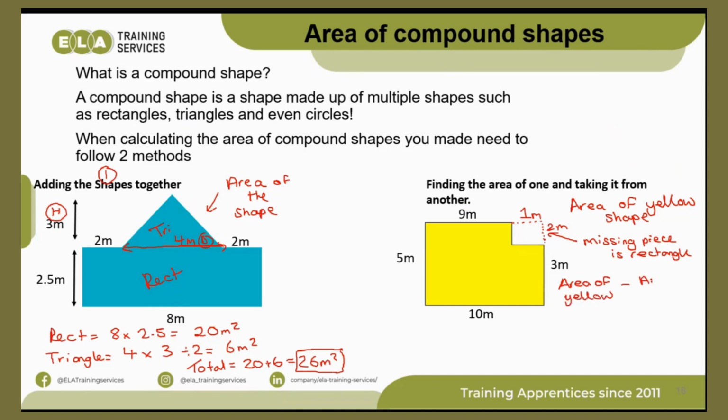And then what we're going to do is the area of the yellow, take away the area of the missing piece, because we actually don't need that missing piece, we only need this bit. But if we calculate just the yellow bit, you're including that within it.